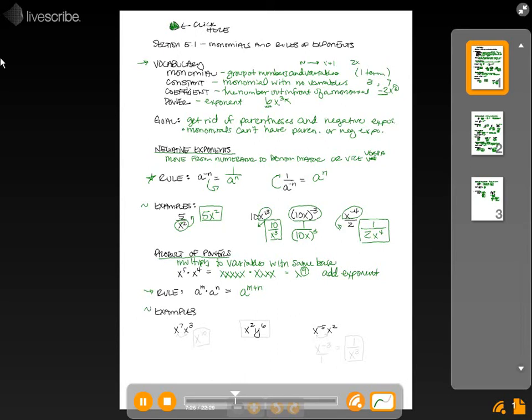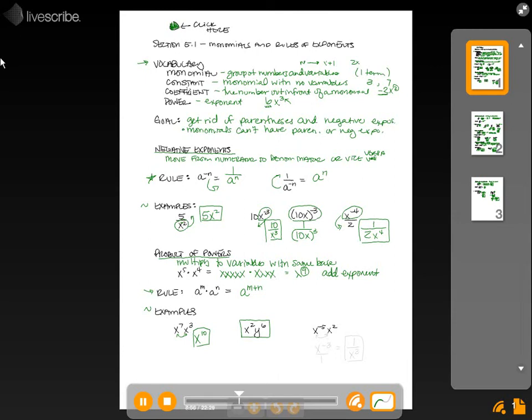We've got 7x times x to the third. Well, they have the same base, so we add the exponents together. 7 plus 3 is 10, so we get x to the 10th. That's it. Second example, x squared times y to the 6th. This one I'm going to see if you can figure it out. Alright, you don't do anything here. That is its simplified form. The reason we don't do anything is because the x and the y aren't the same. It stays the way that it is.